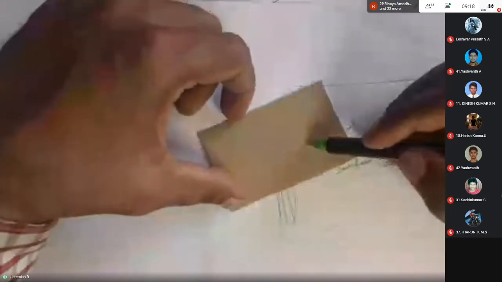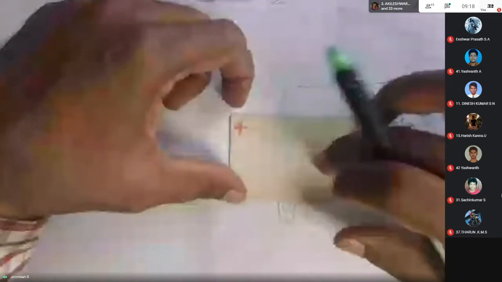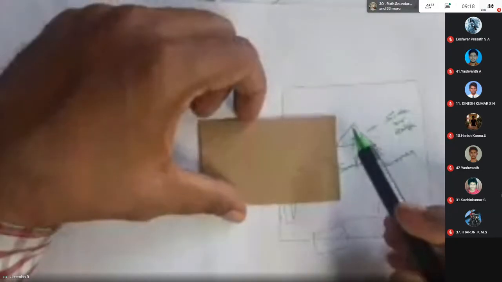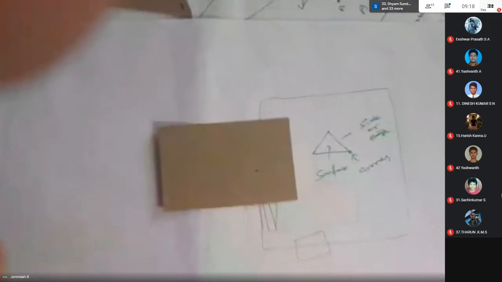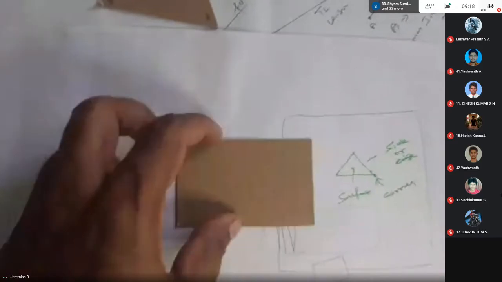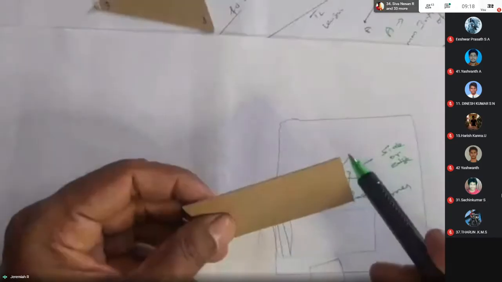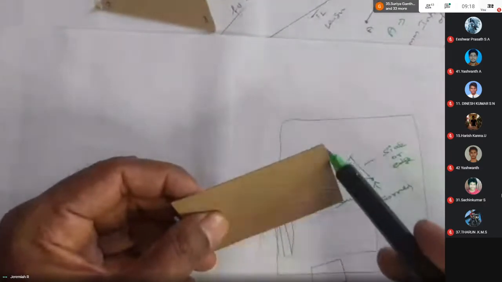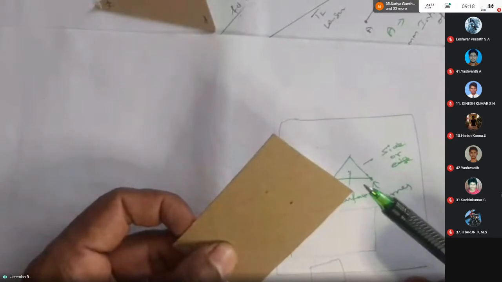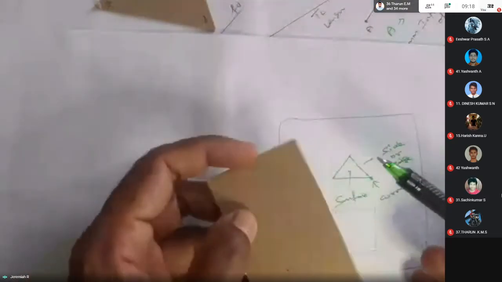This is called surface. This is called base side or edge. This point is called base corner. So there are 4 base corners.